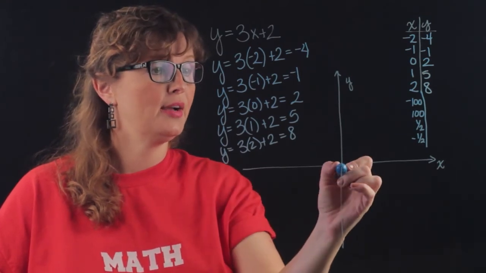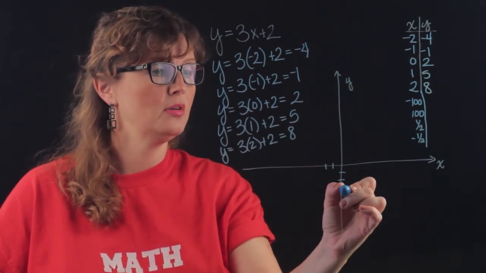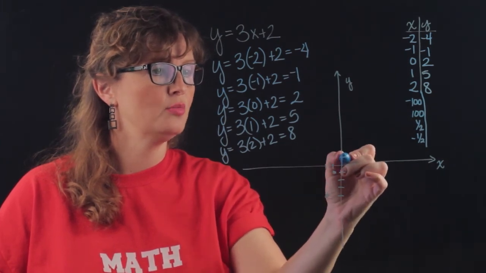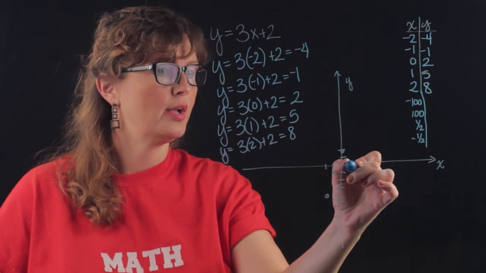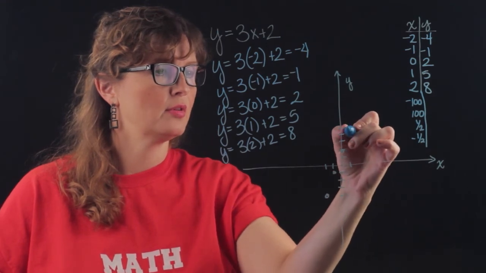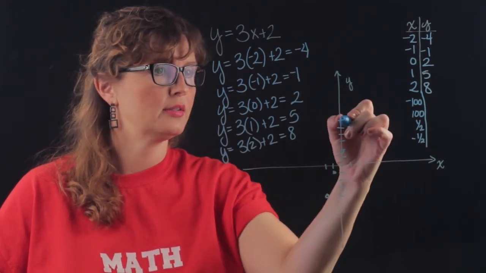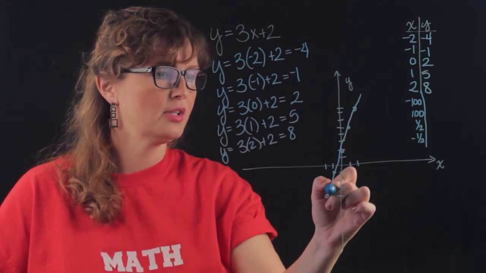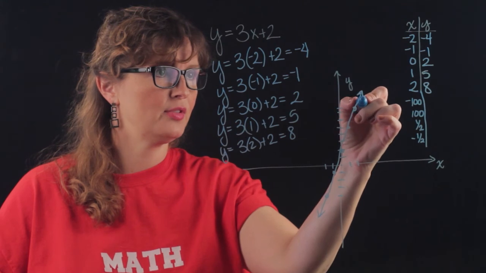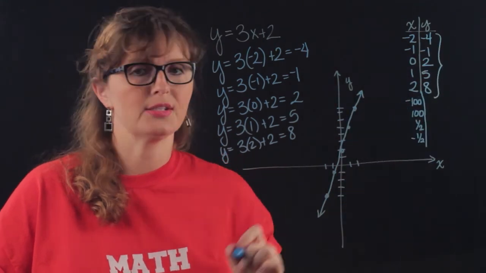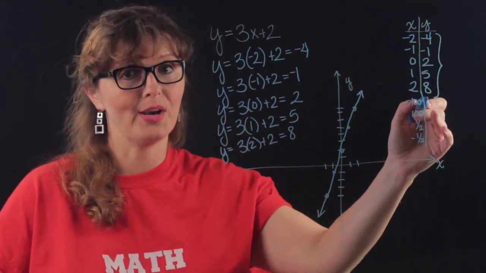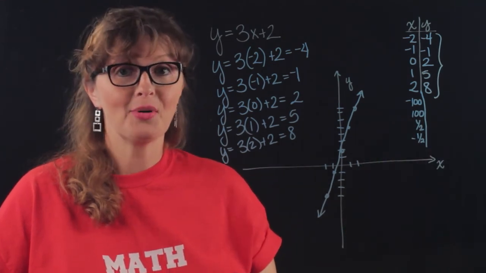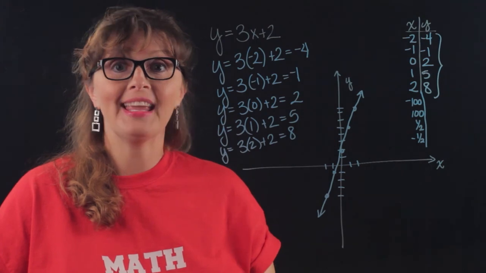Now, we have -2, -4, -1, -1, 0, 2, 1, 5, and 2, 8. It looks like we have a pretty good idea what this graph looks like just using these. So I'm not going to go to the crazy 100s and 1/2s and things like that. I'm Bon Crowder, and that's how you can graph any equation.